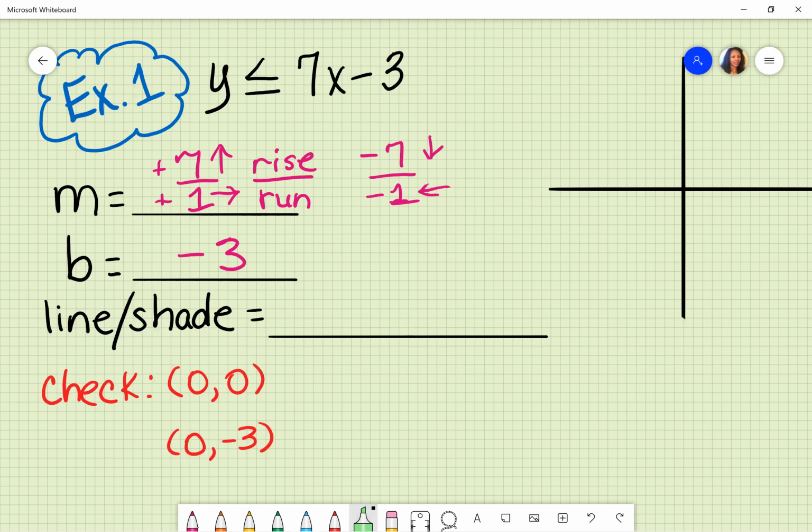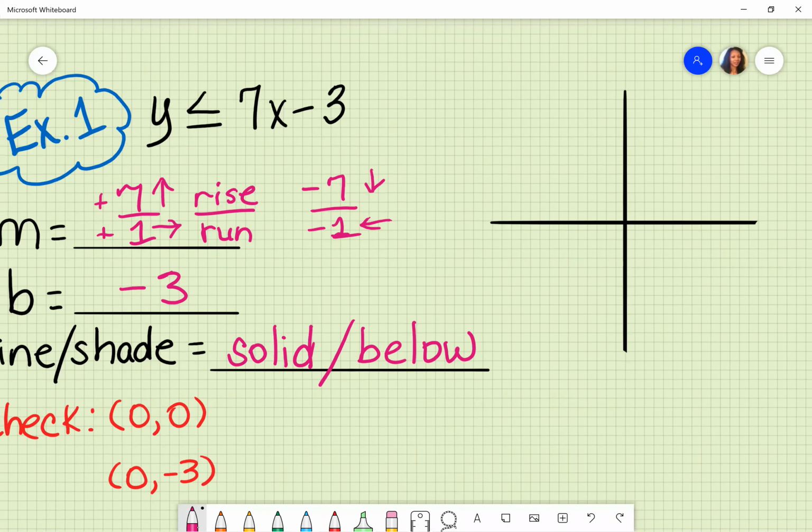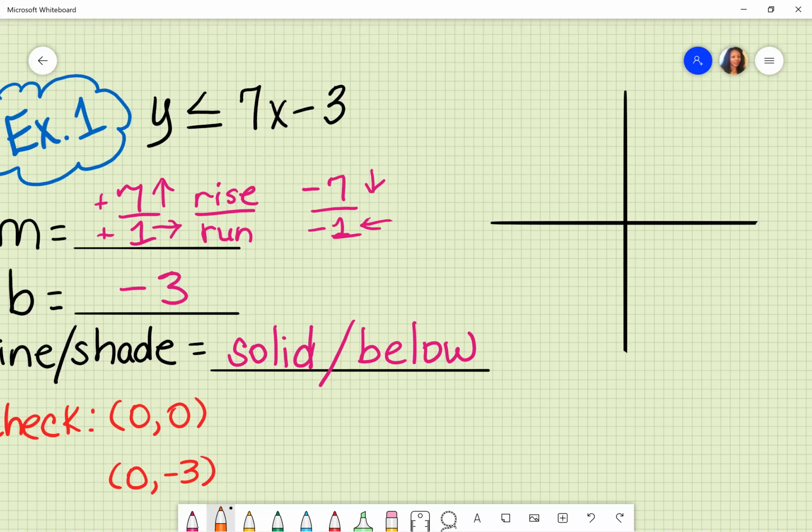My line is determined by my inequality. So it's a less than or equal to, and I see that solid line. So I know that this is going to be a solid line graph, and the shade is going to be below because it's less than or equal to. So once I am plotting my points over here, I am going to go immediately to my y-intercept, which is -3. 1, 2, 3. And from that point, I'm going to go up 7 and then to the right 1.